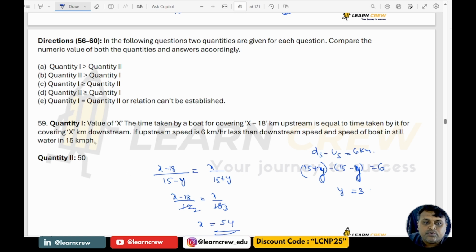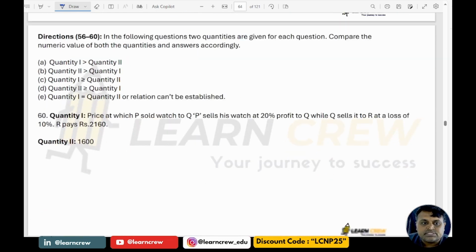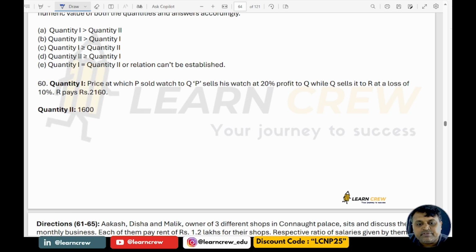So it is 54, it is 50, one is more. Now question number 60. The price at which P sold watch to Q. P sells at a 20% profit to Q, while Q sells it to R at a loss of 10%. R pays 2160. So if you see here, the price at which P sold to Q, you need to find out.